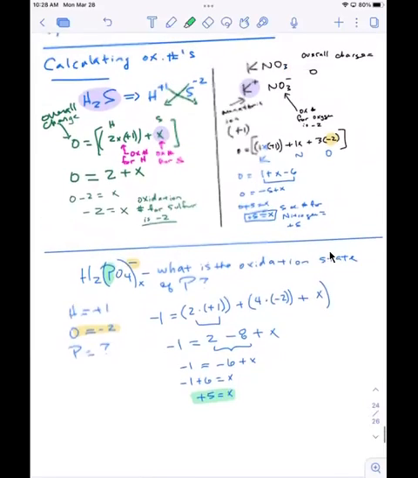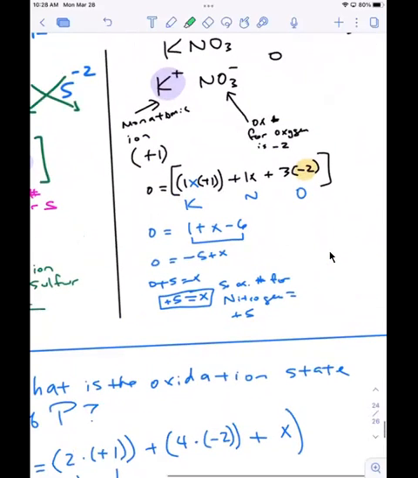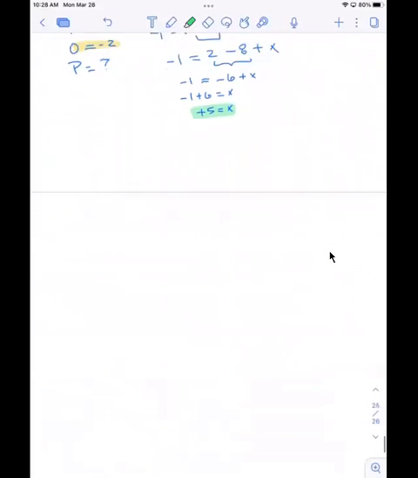What did we get for nitrogen up here when we solved for it? It was +5, wasn't it? Right. So if they're in the same group, a lot of times the oxidation numbers are going to be the same because those elements act the same way. They do the same things a lot of times. So I just want to point that trend out.